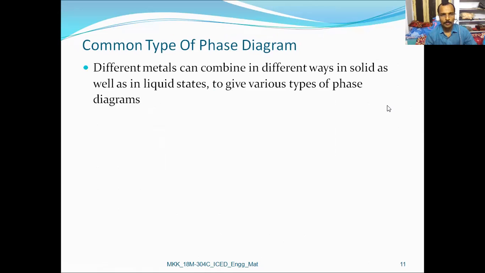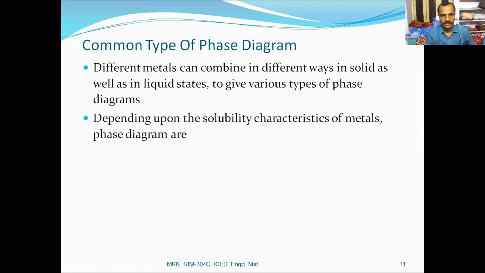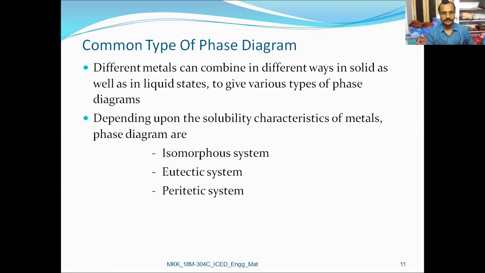Now let us move on to the common types of phase diagrams. Different metals can combine in different ways in solid as well as in liquid states to give various types of phase diagrams. So depending upon the solubility characteristics of metals, phase diagrams are given as below. The first one, isomorphous system, eutectic system, peritectic system, monotectic system, eutectoid system.